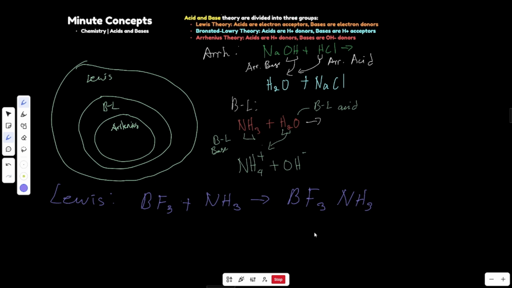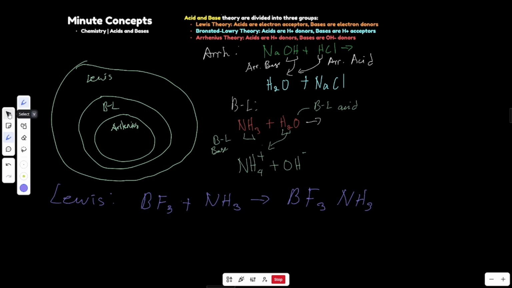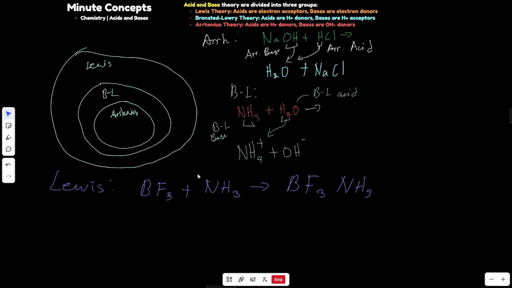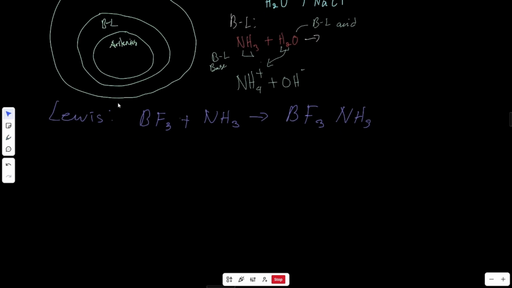And how does this work? Well, in Lewis acid and base theory, an acid is an electron acceptor. So our acceptor here would be something that needs to have a complete octet. First, let's draw the structures of these.